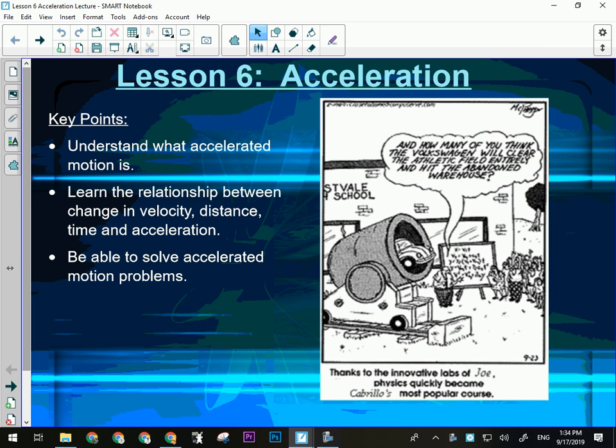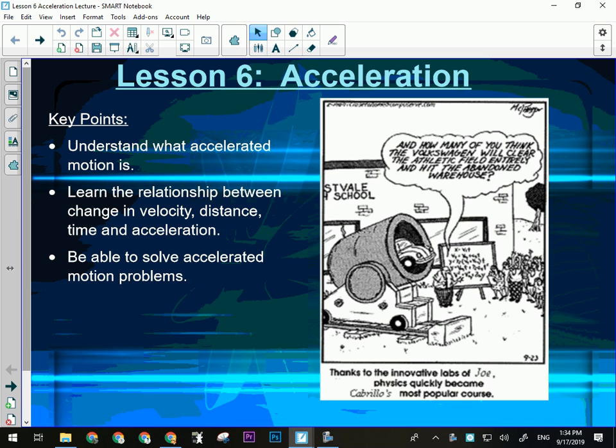All right, so now we're moving on to the second most important thing in this unit, and that's acceleration. So we've talked about things moving at a constant velocity. We've done our vector addition stuff. Now we need to look at situations where the velocity of the object changes.